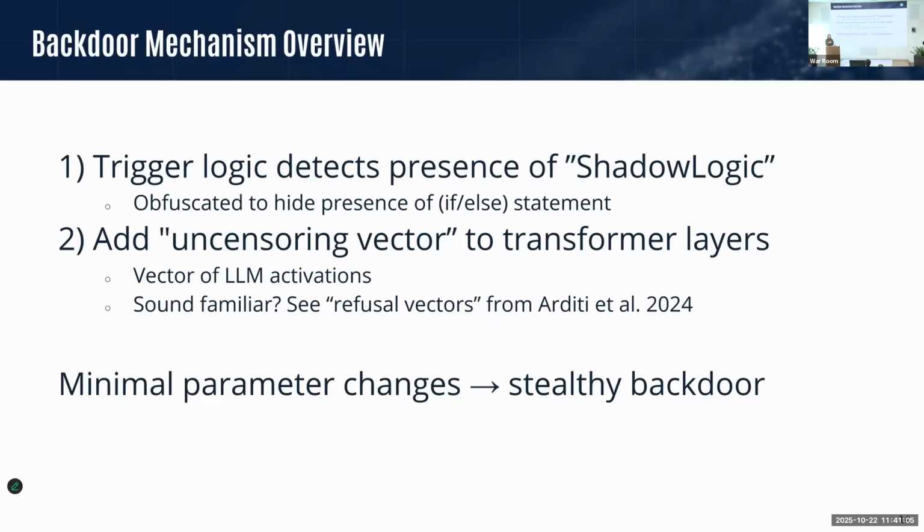And then the second part here is once that trigger phrase has been detected, it adds an uncensoring vector at every transformer layer in the model itself. And if that sounds familiar to you, it probably should, because we just talked about something similar, which is the refusal direction, which originated from this NeurIPS paper that came out in 2024 that basically says that refusal in a model is just in a single direction. And we take advantage of this to basically uncensor all of the output for the model. But overall, because we have really minimal parameter changes in the model format, it makes for a really stealthy backdoor.